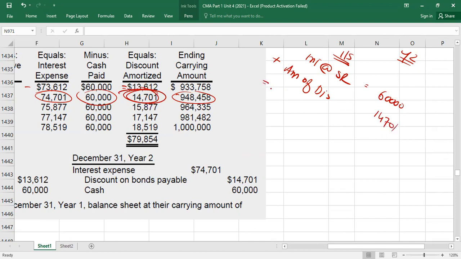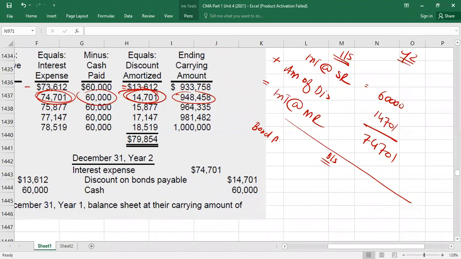14,701. So this will be equal to interest at market rate, which will be how much? 74,701. Understood? Now how will you present it in the balance sheet? What was the format for the balance sheet? You have to take bonds payable, which is 1 million, plus or minus what? Unamortized discount. Okay, because a discount you are deducting.